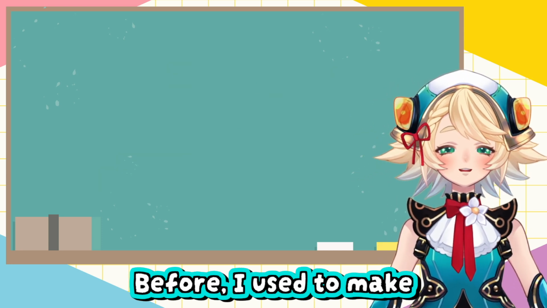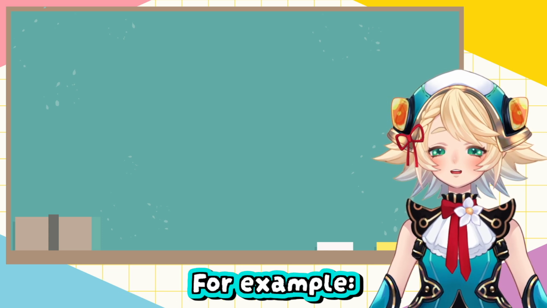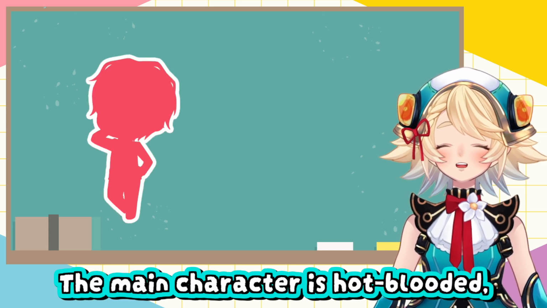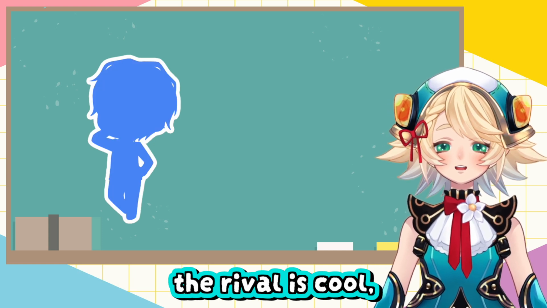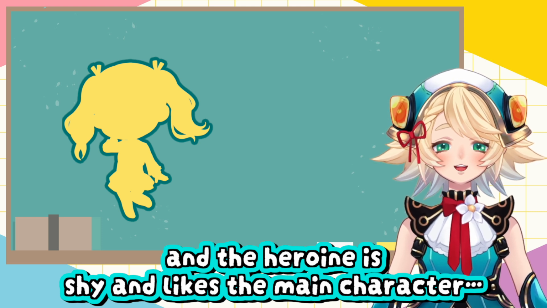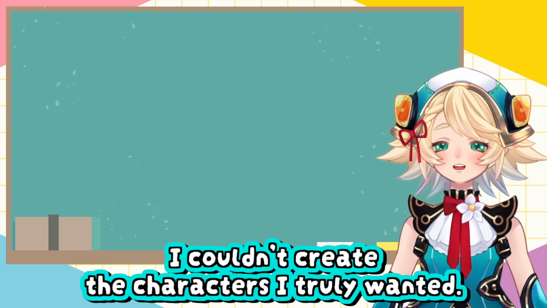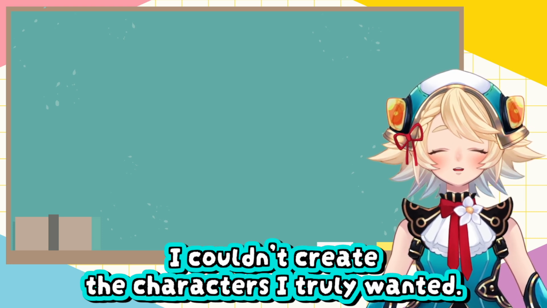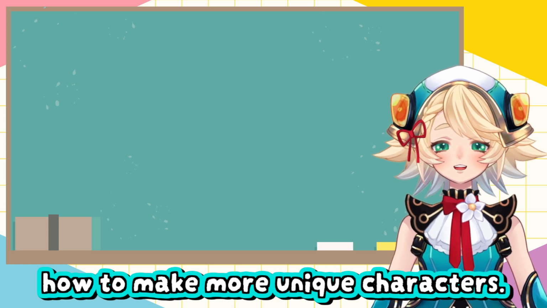Before, when me make characters, me make them simple. For example, main character is hot-blooded. Rival is cool. Heroine is shy and likes main character. It's just common character pattern. Me couldn't make the characters me want. Me think how to make more unique characters.